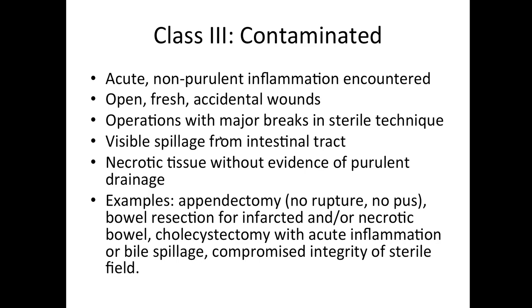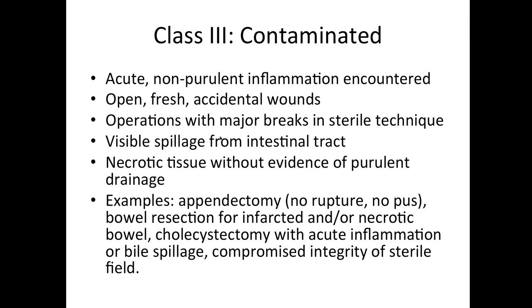And then we get to our Class 3 or contaminated surgical wound classification. At this point, we would see that there's acute or non-purulent inflammation encountered. You might not have heard that word purulent before, but if something is purulent, that means that there's been some type of acute form of exudative inflammation, meaning the enzymes are going to produce white blood cells to liquefy the affected tissues and create pus. So we're not seeing pus at this point. The wound is also open and fresh. It could be an accidental wound.